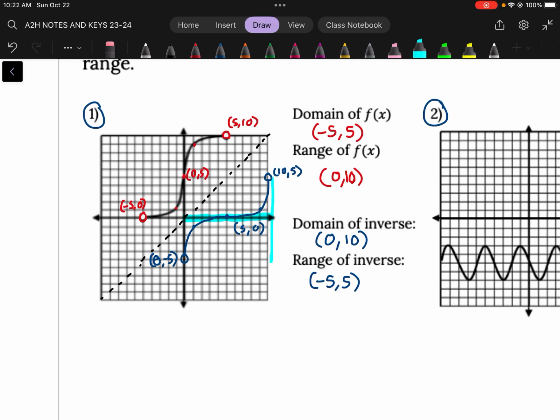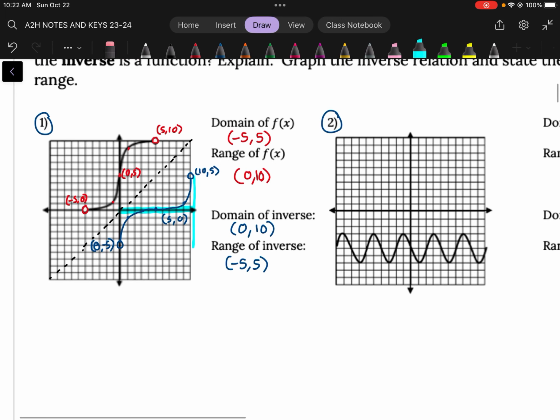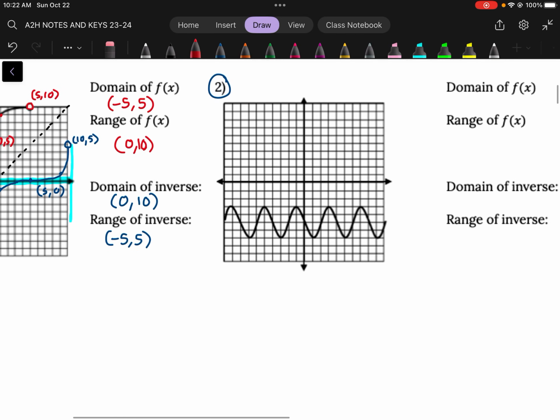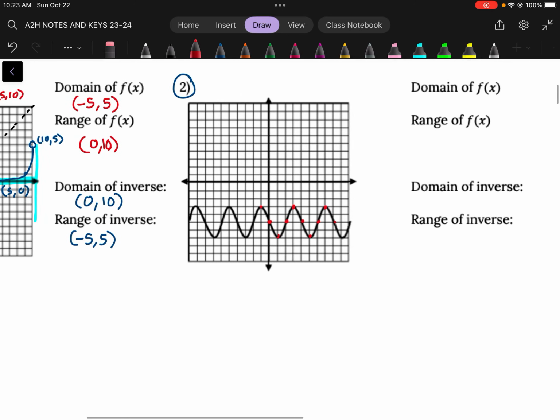Now, both of these are functions. Now that we've graphed both of them, we can look at the vertical line test for both of them. However, as we figured out last class, that is not always the case. So this one, some of you may recognize this as a trig function, and it's okay if you don't. It's either a sine or cosine curve. But let's check this out.